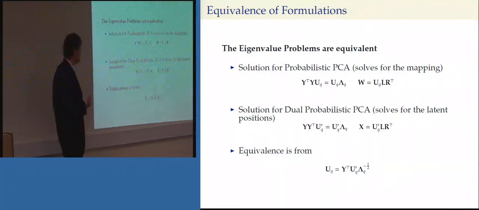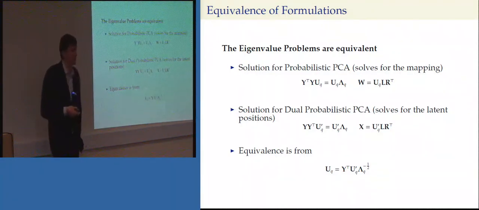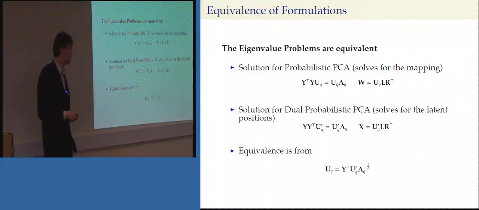So this is the solution for probabilistic PCA. It's this eigenvalue problem on the covariance matrix, and this is the new solution, the eigenvalue problem on the inner product matrix. But these eigenvalue problems are equivalent. The equivalence is that UQ, the eigenvectors of the covariance, are given by Y transpose U prime q, the eigenvectors of the inner product matrix, times the negative square root of the eigenvalues. This is very well known in statistics, where if people are doing PCA and they have more features than data points, this is the more efficient eigenvalue problem to solve. It's sometimes called principal coordinate analysis, and it's also known as classical multidimensional scaling.